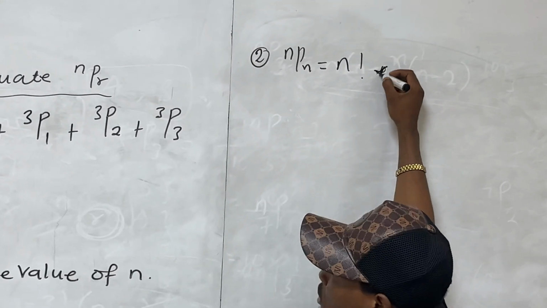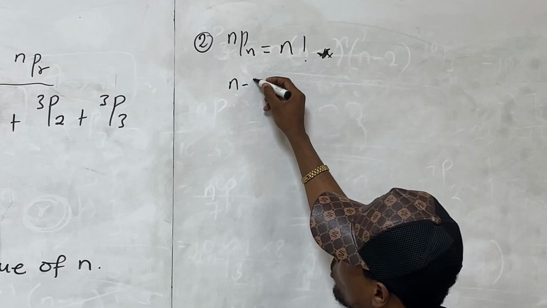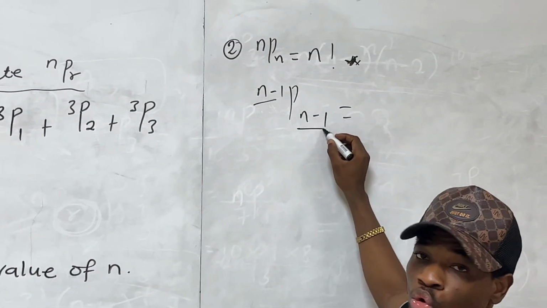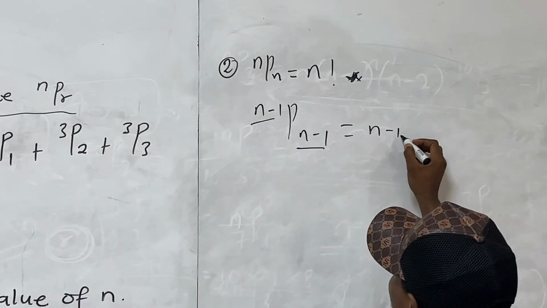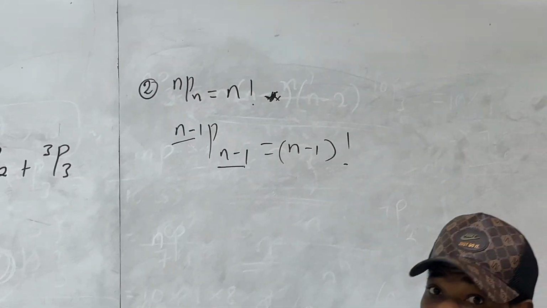This is one thing we spoke about. So we have n minus 1 permutation n minus 1. Because they are common, you pick one this way, then you add your factorial. That's what we're trying to say, right?